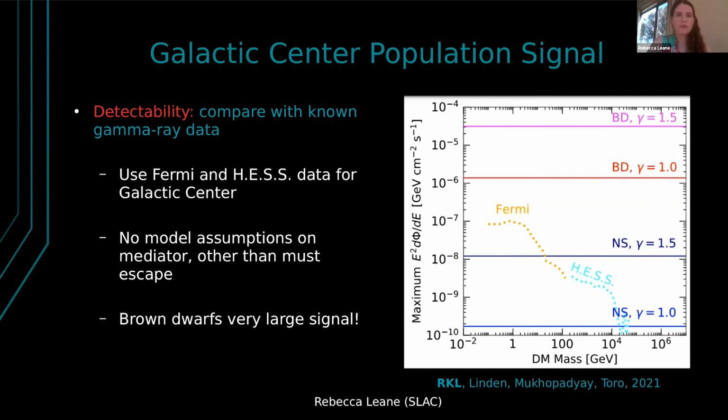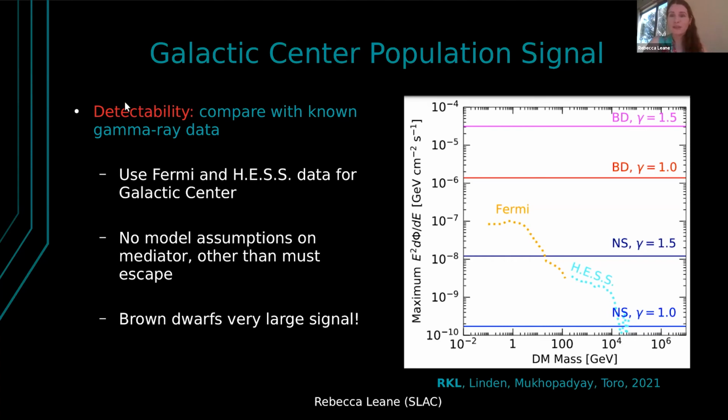Okay, so thinking about how detectable this signature is, we want to compare with the known gamma ray data that we have. One problem is that the center of the galaxy already has bright gamma rays, and this is actually an excess called the galactic center excess. So for this signal, you want it to either explain the excess or be brighter than the excess if you want to set some constraints.